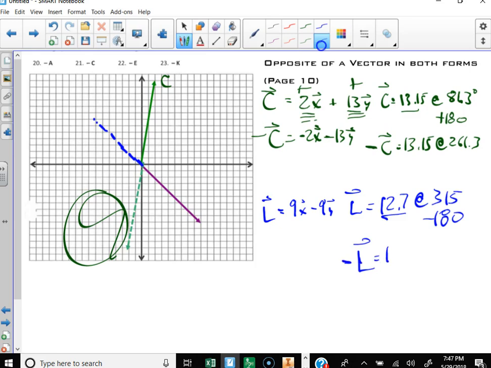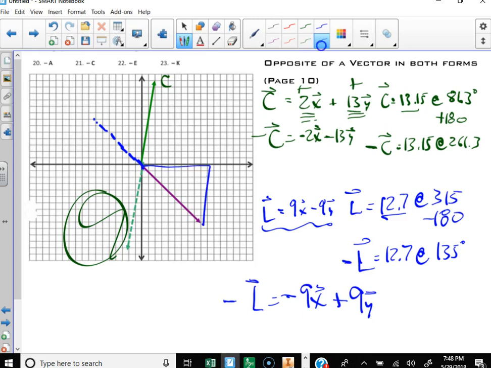Opposite is going to be 12.7 at 135 degrees. Or, if it's in component form, the opposite of that L vector is going to be negative 9x, positive 9y. Notice we switch the signs. So instead of going positive, negative, the opposite goes negative, positive, and ends up at 180 degrees opposite.